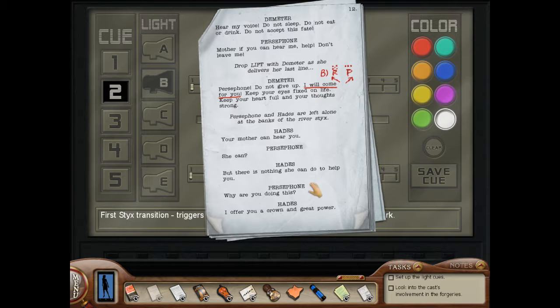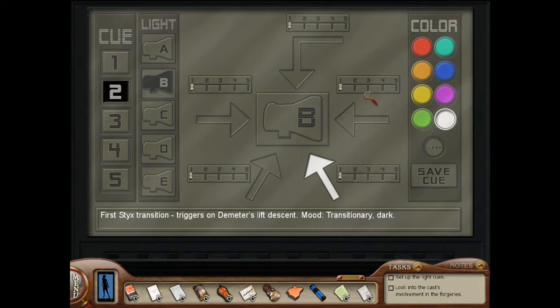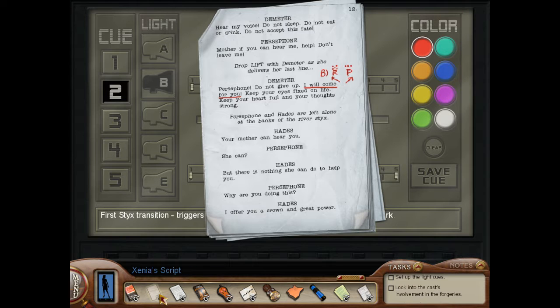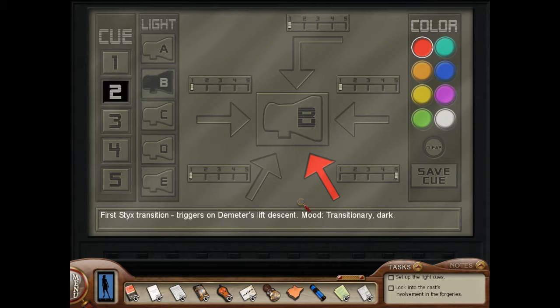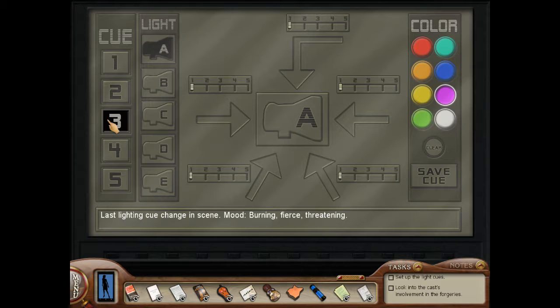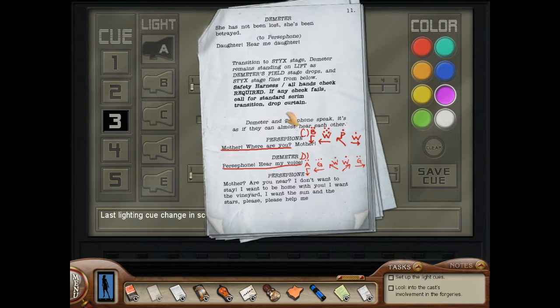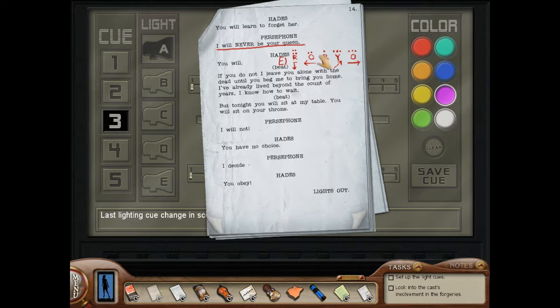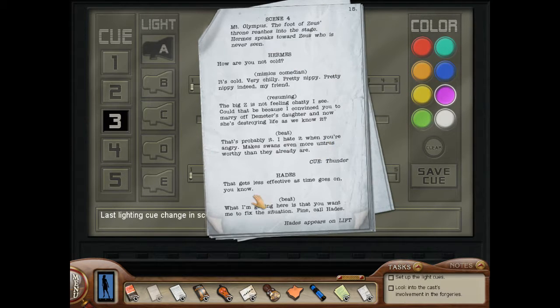Red. Up and to the left 5. Okay. Purple. Up and to the right 3. Or pink, purple, I don't know. 3. Okay. Cue 3. Last lighting cue change in scene. So we have 1, 2, 3, 4, 5. Scene 4. Okay, so that'd be this one.